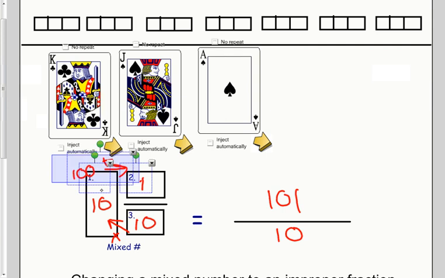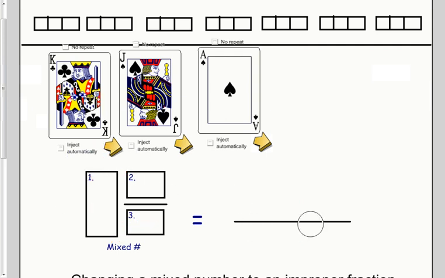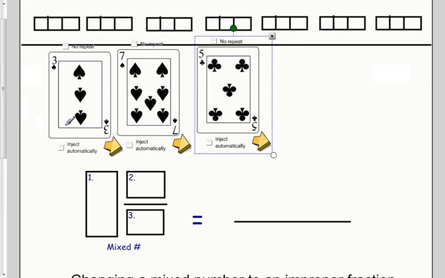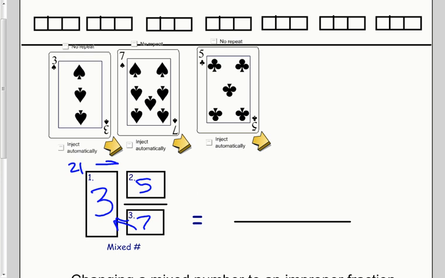Okay, let's try another one. All right, so we'll have our 3 be our whole number, and then we'll take the 5 sevenths. All right, and denominator times whole number, 7 times 3 is 21, and then 21 plus 5 gives us 26 pieces of pie. Our denominator stays the same, so 26 sevenths.